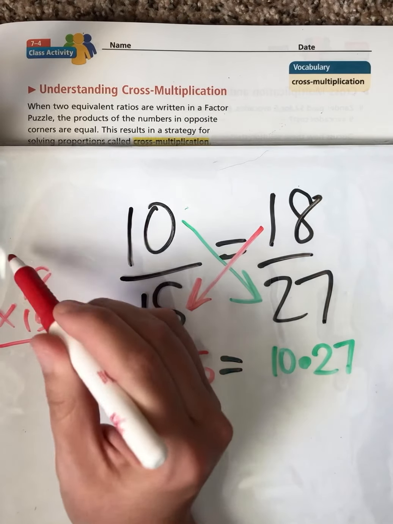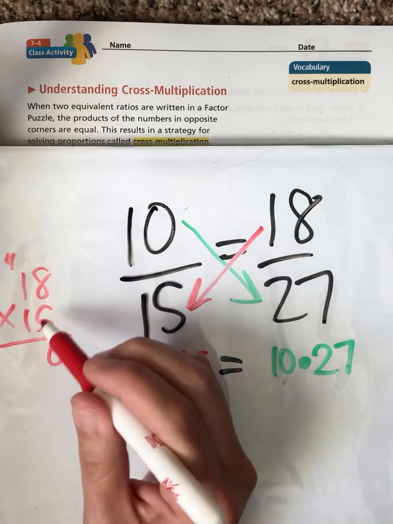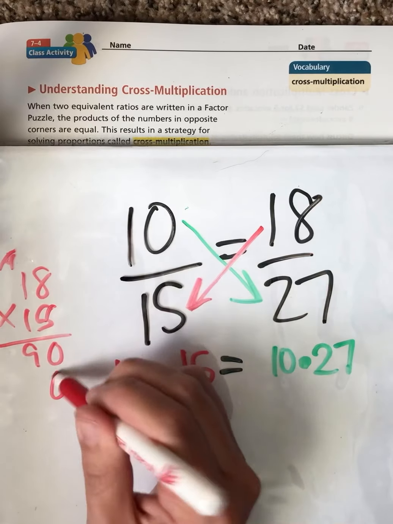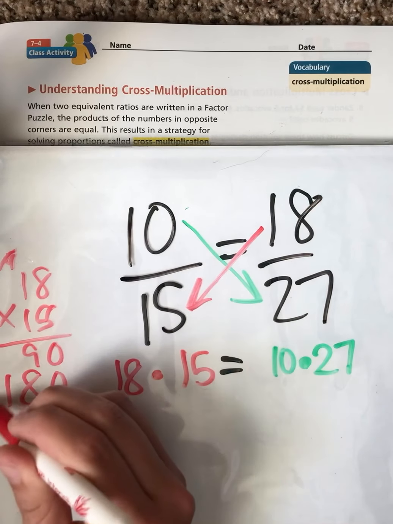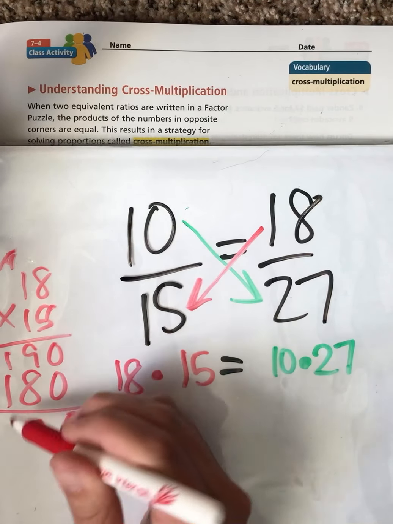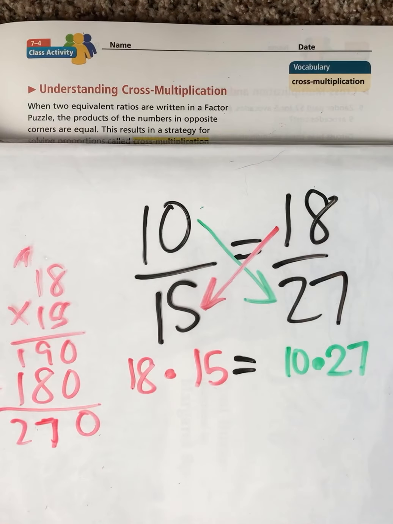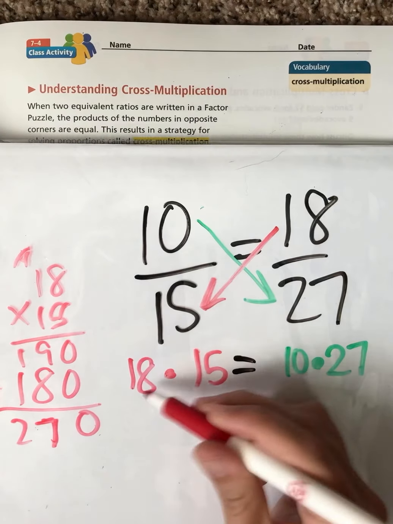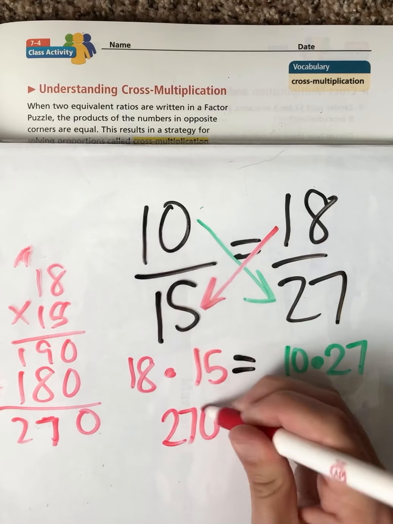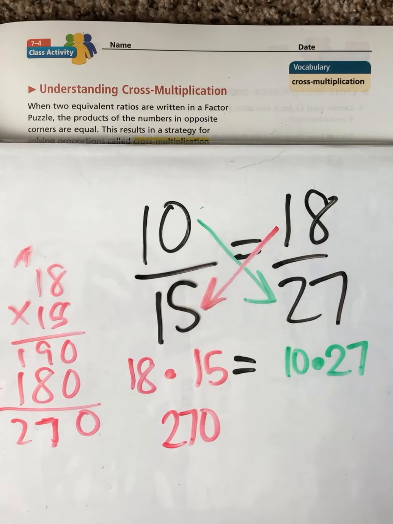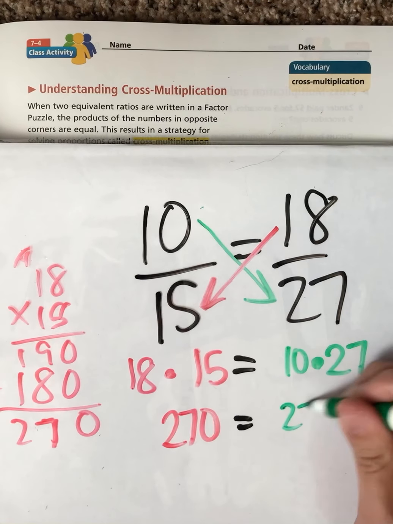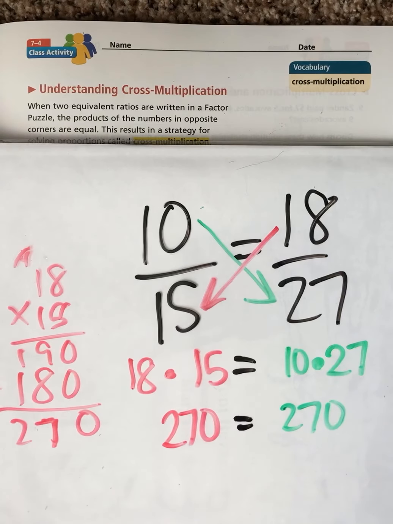5 times 8 is 40. 5 times 1 is 5. 4 more is 9. 1 times 8 is 8. 1 times 1 is 1. And I get 270. On the right side, we could rewrite this, simplify it as 270. And then on the right side, I can do that one in my head. 10 times 27 is 270. So yes, these two sides are equal.